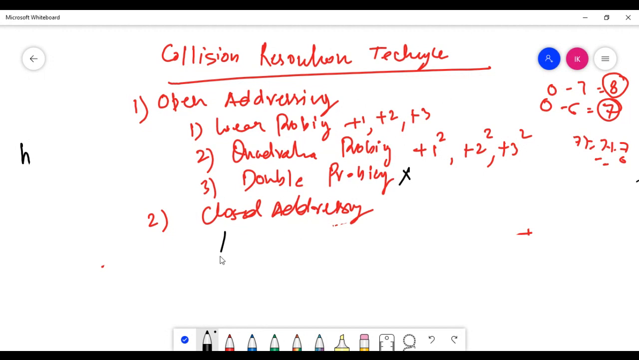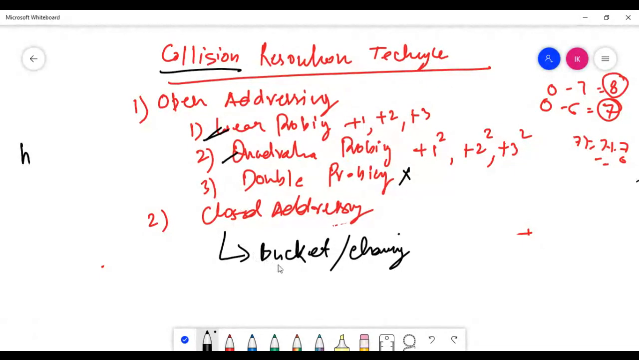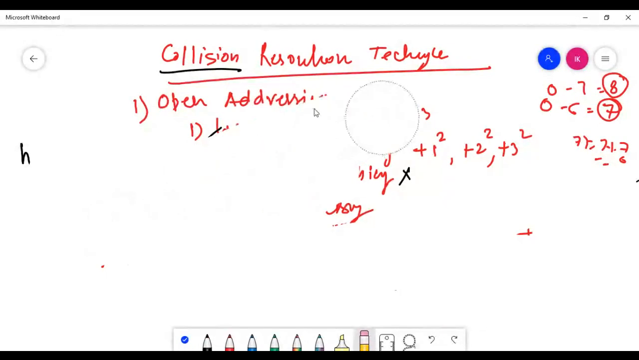Then close. In the close, we have to study only one, that is called bucket, or sometimes they say chaining also. Bucket or chaining, very important. So, remember, any problem that comes in the collision, we can solve using linear, quadratic, double or bucket. Okay. So now again, I will take one question, I will solve it for you, and I will show you how we can solve the problem. So let me show you the question now.